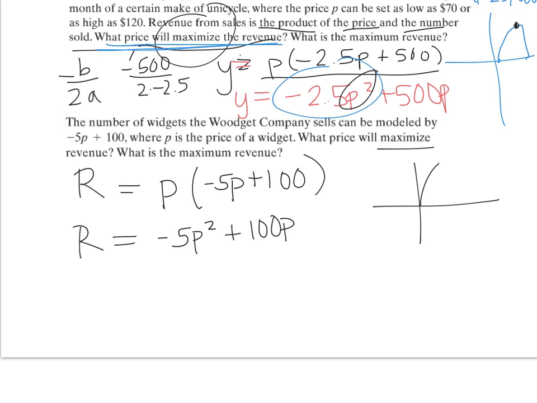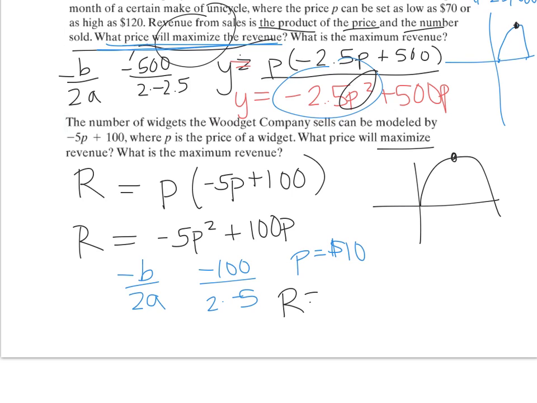So it's going to look like a quadratic function. This is going to be your maximum. You have to do the vertex. So you do opposite b over 2a, which is opposite of 100 over 2 times negative 5. So that's going to be 10. So the price that you should set on the widget is $10. And then the revenue, you're going to plug in $10 for p. So it's negative 5 times 10 squared plus 100 times 10. So this answer is $500.